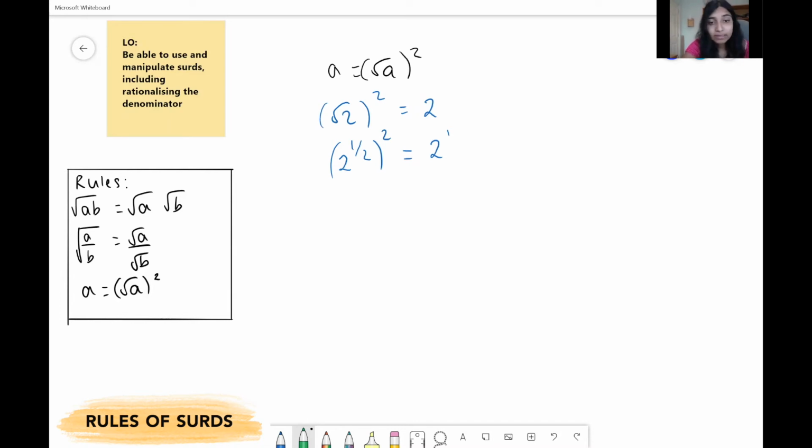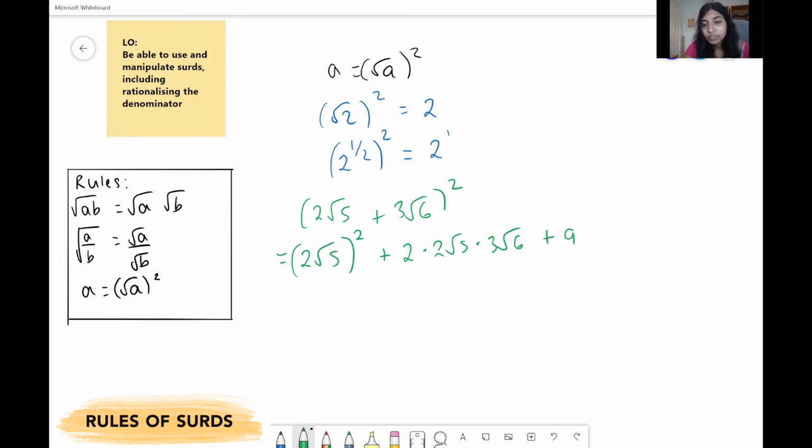So let's say, for example, we had 2 root 5 plus 3 root 6, all in brackets, and we wanted to square that. When you multiply out the brackets, if you remember, you just do it term by term. The first term would be 2 root 5 squared, and then you would have 2 times 2 root 5 times 3 root 6, and the last expression would be 3 root 6 squared. If you've forgotten how to multiply out brackets, just review that lesson, and you can come back to this once you've reviewed that.